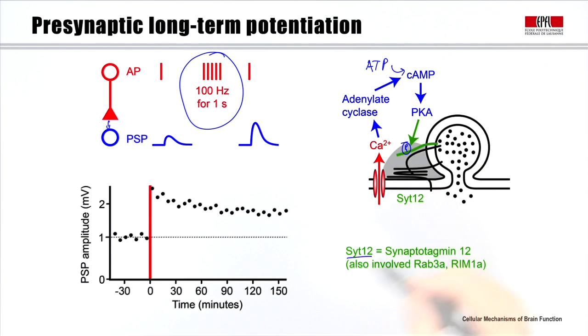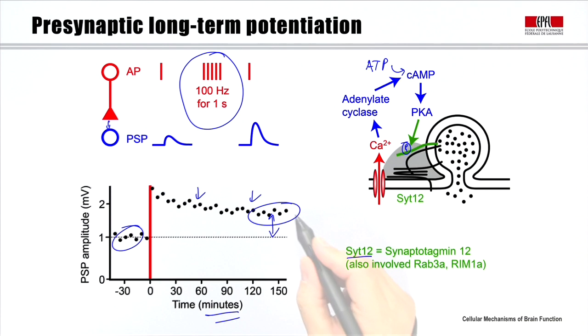And the phosphorylation of synaptotagmin 12 causes this long-lasting enhancement of neurotransmitter release known as presynaptic long-term potentiation. And this is something that can take place on many minutes, on the hour timescale. So 1 hour, 2 hours later, there's still a large increase in the efficacy of synaptic transmission at the synapse, and that can maybe go on for days.